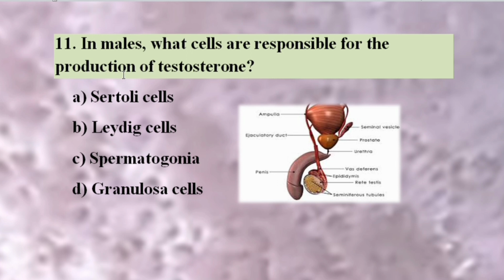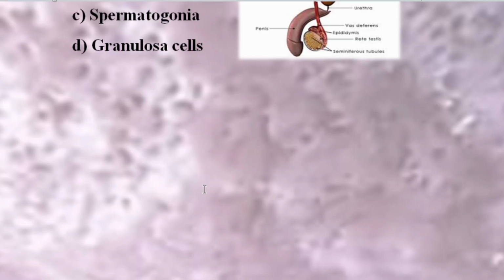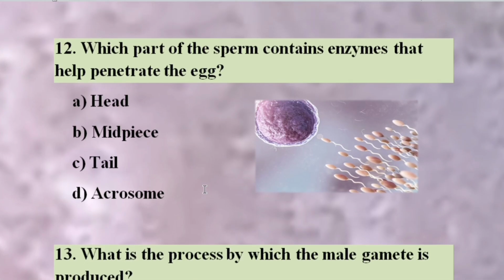In males, what cells are responsible for the production of testosterone? Alpha, steroid cells; beta, Leydig cells; Charlie, spermatogonia; delta, granulosa cells. Here the right option is beta, Leydig cells. Which part of the sperm contains enzyme that help penetrate the egg? Alpha, head; beta, midpiece; Charlie, tail; delta, acrosome. Here the right option is delta, acrosome.